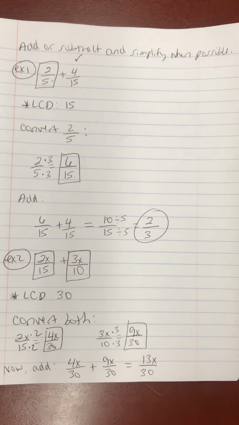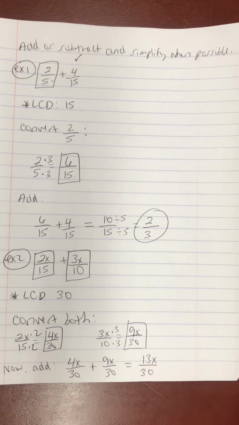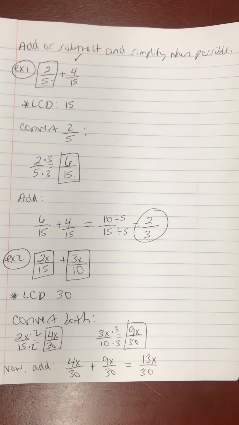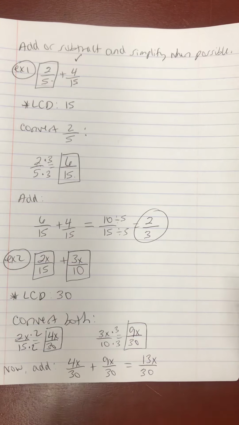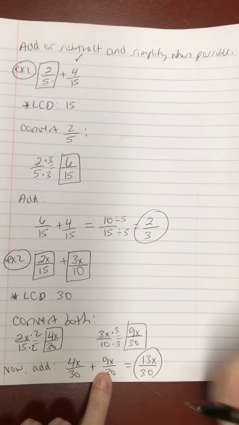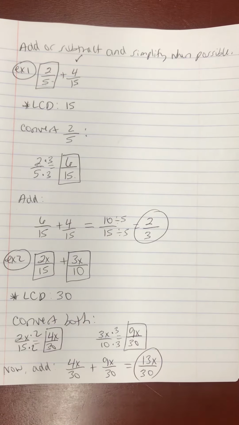Okay, and so then once you get to this point, you want to ask yourself if there's anything you can do to simplify the problem. And there's nothing, right? If you look at the numbers 13 and 30, you cannot divide anything out of 13 and 30 other than 1. And so you're done with the problem. That's actually your final answer, 13x over 30.